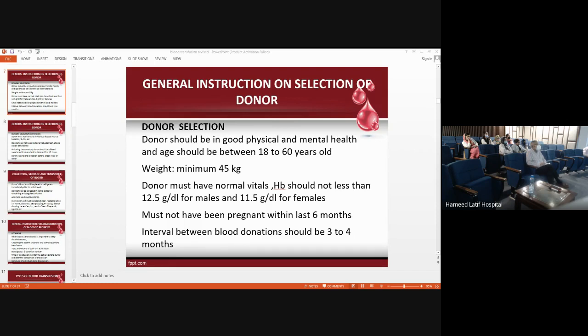Indication for packed cell volume transfusion: there is no firm criteria for red cell transfusion. The decision for its transfusion should be made on clinical and hematological grounds. Blood transfusion is almost always required when hemoglobin is less than 6 gram per deciliter and is rarely required when hemoglobin is greater than 10 gram per deciliter.